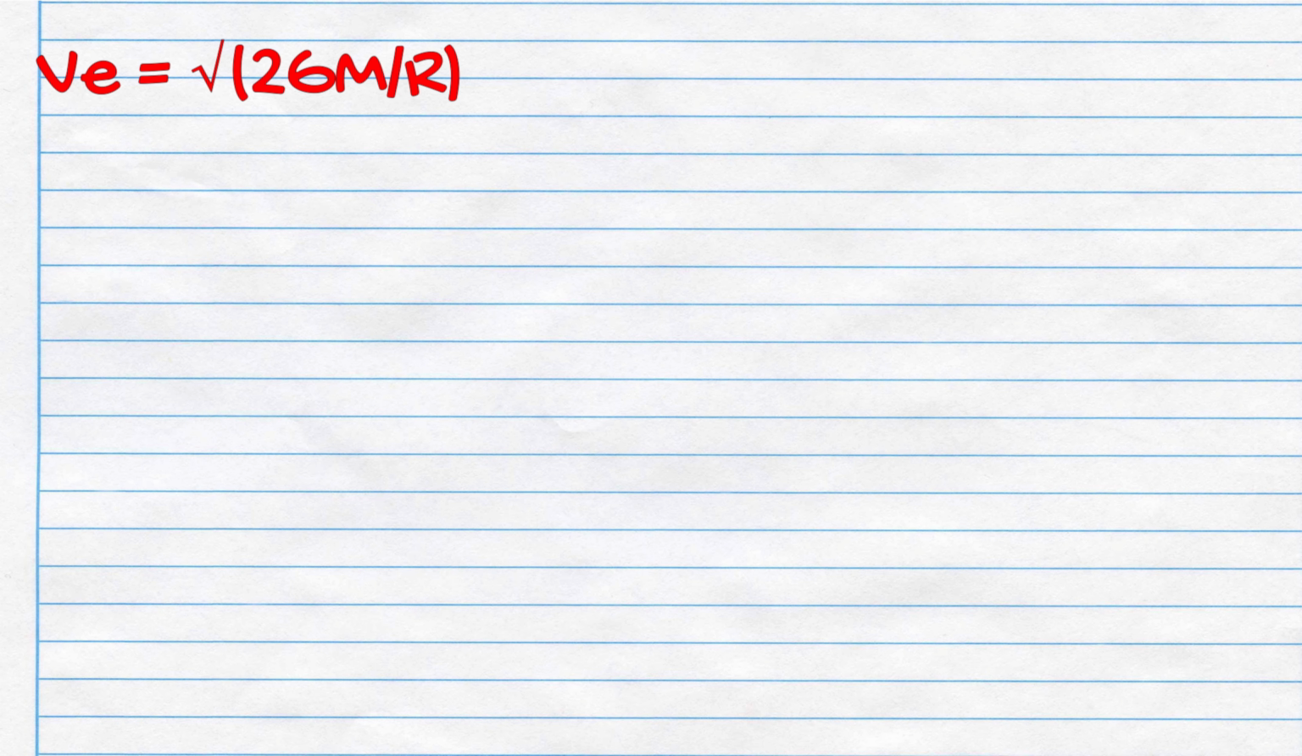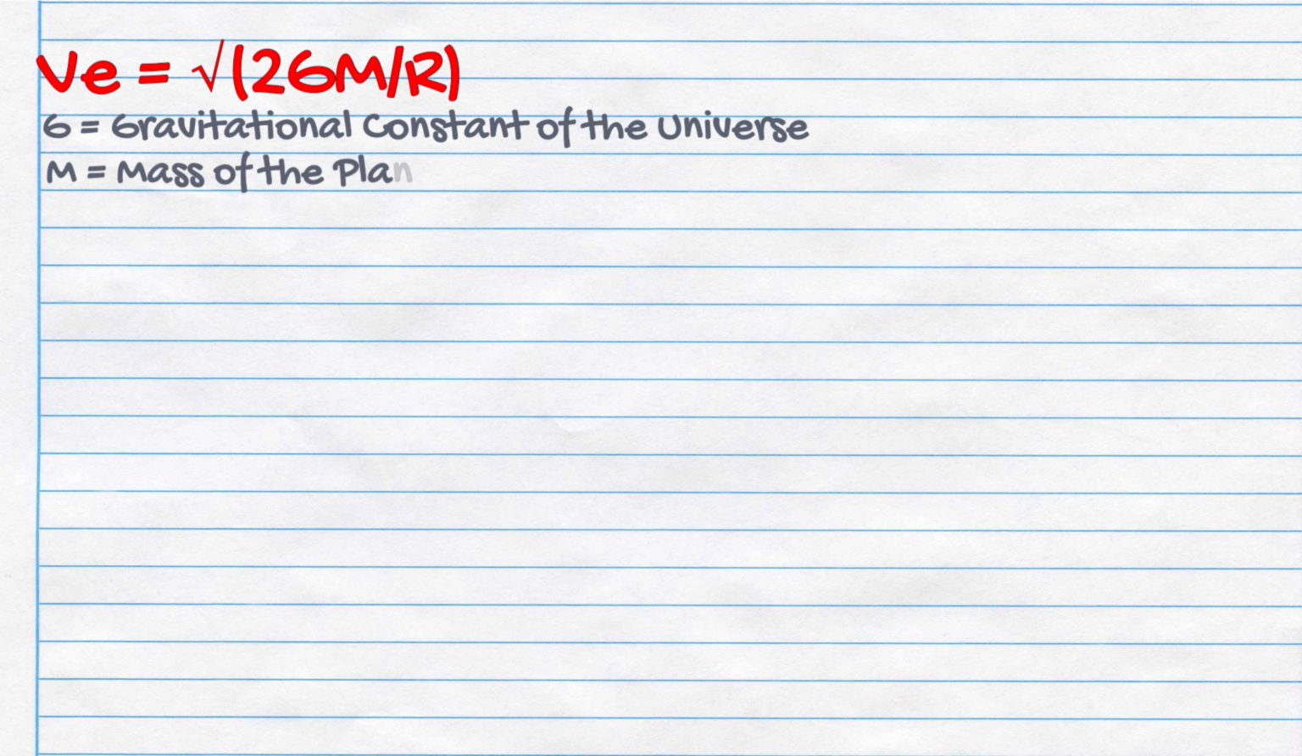So to start everything off, we need to know the escape velocity equation. The escape velocity equation is VE equals the square root of 2GM over R. G is our gravitational constant of the universe, and G is also a very much known number that you can just look up, so there's no work that has to be done for that. M is our planetary mass of said planet, and we'll get to that in a moment. And our R is our radius of said planet, and in this case the planet is Timber Hearth.